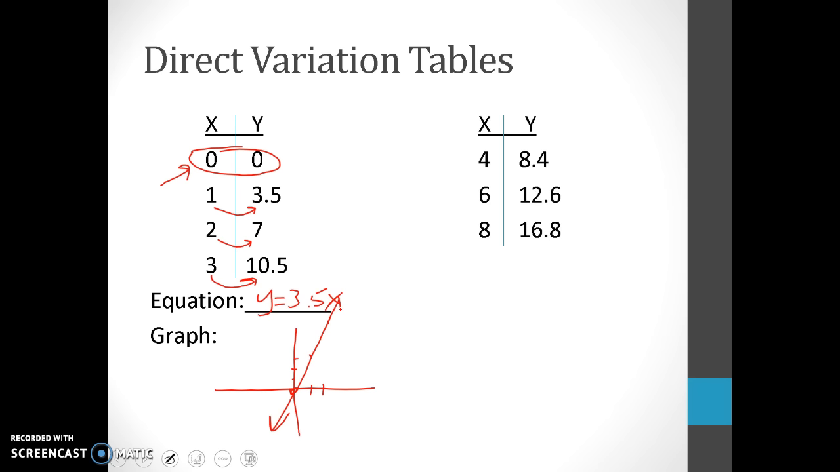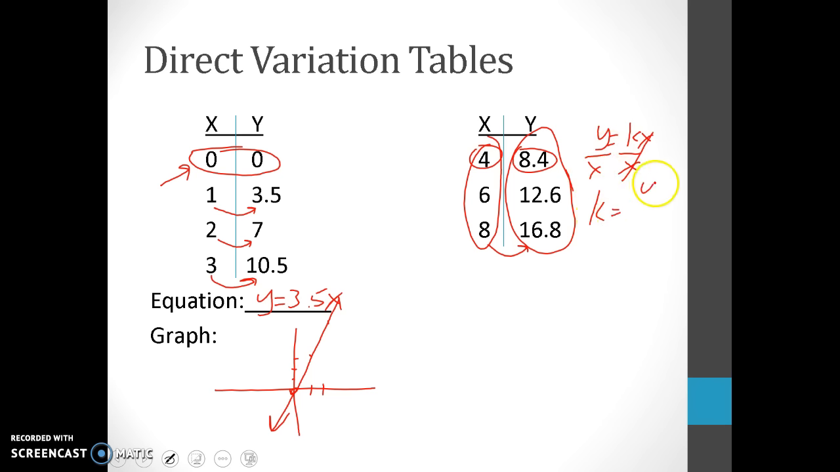So 4 becomes 8.4, 6 becomes 12.6, 8 becomes 16.8. So what are we multiplying these numbers here by to get these numbers here? And it looks like we're multiplying by 2.1. Suppose you didn't know that, you could take the y values divided by the x values. The reason for that is if y equals k times x, if we have to figure out what k is, then I would divide both sides by x, and we would have k equals whatever the y value is divided by the x values. And so that's 2.1. In our situation, k is 2.1.